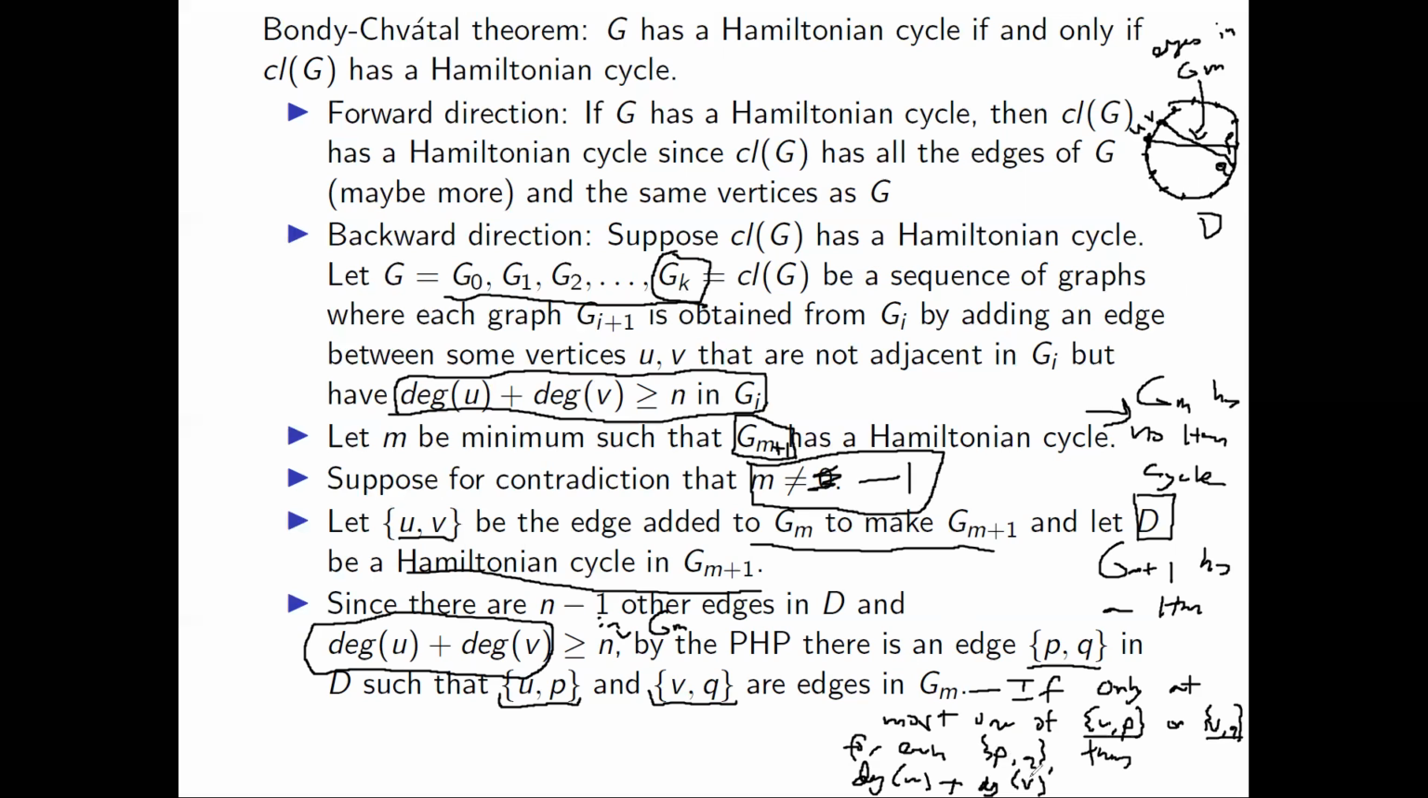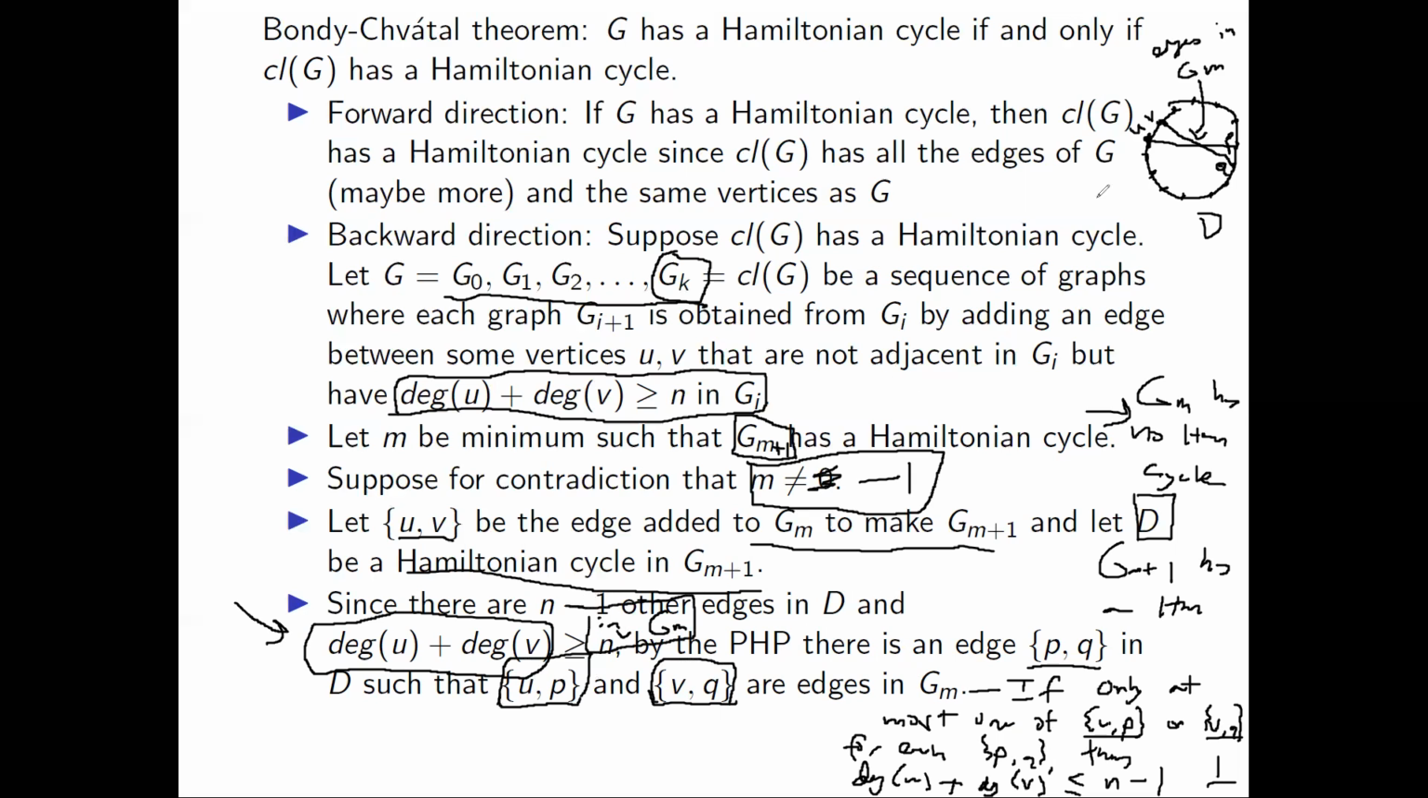So in total, degree U plus degree V could be at most n minus 1, because there are at most n minus 1 other edges on the circuit, and we're only adding at most 1 to the degree of either of them each time. So the total sum of the degrees would be at most n minus 1, which would be a contradiction. So that's why we can say by pigeonhole principle, there has to be an edge PQ in this circuit D such that both of these are edges in GM. And they're edges in GM because this degree sum was true in GM.